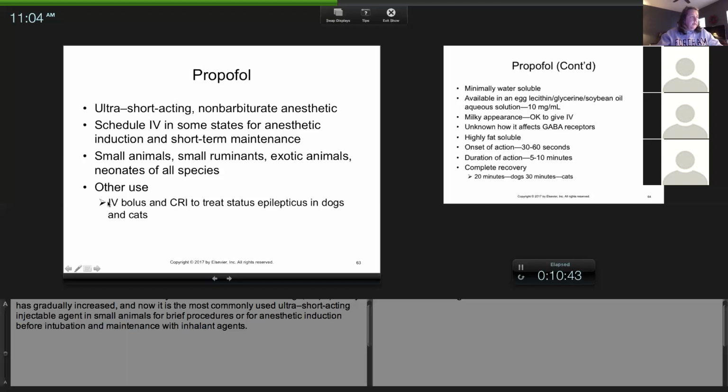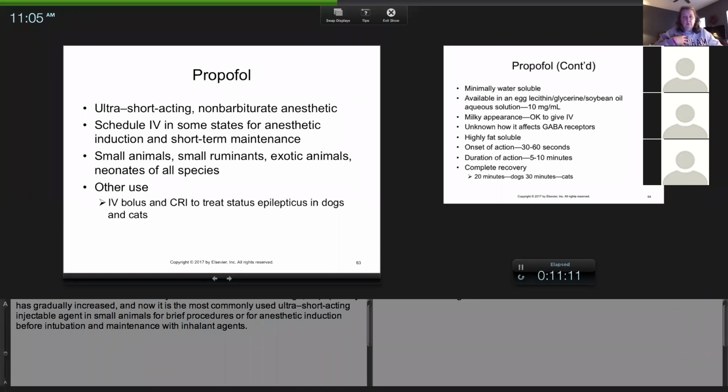The other use that you might see if you're in specialty care, and because I worked at VCA where we had a neurologist, you can use propofol to treat status epilepticus. If you have a dog that isn't responding to diazepam for seizures, which is rare but sometimes happens, you can put them on what's called a propofol CRI to keep them asleep.